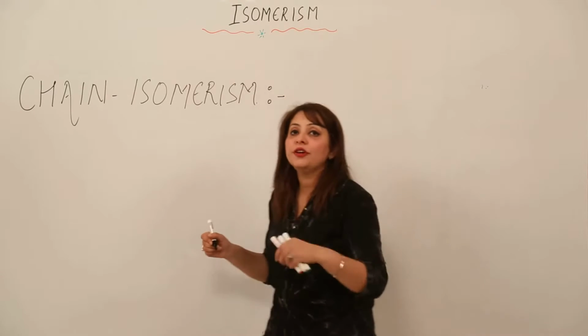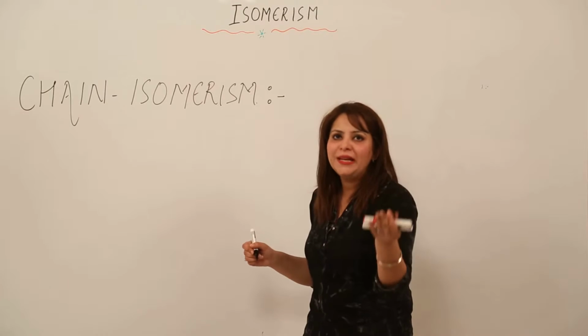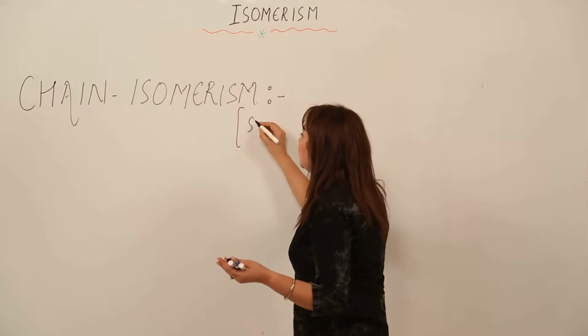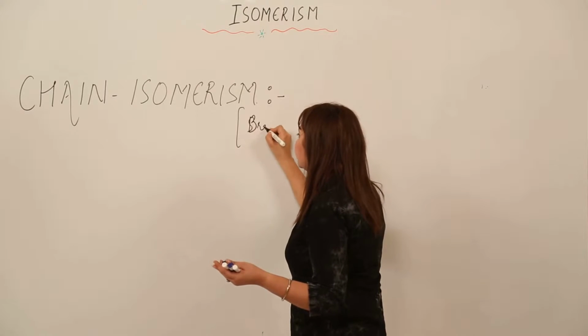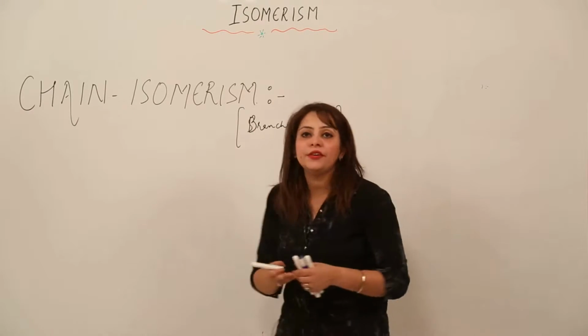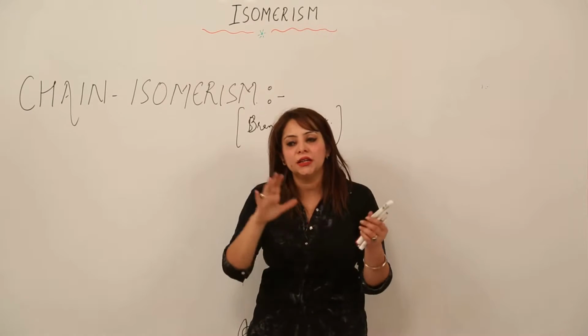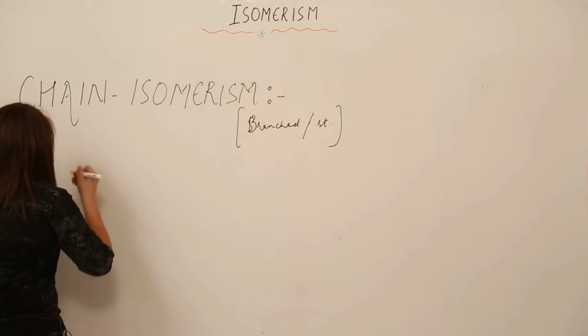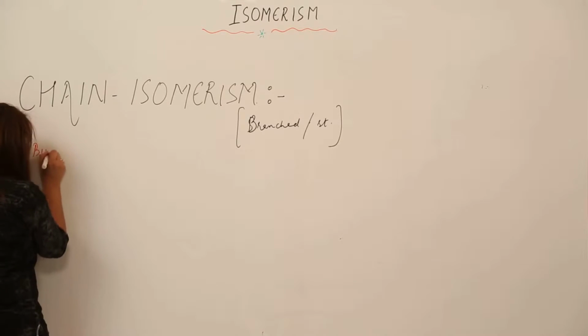Now, we know that we mainly have two kinds of nature of the carbon chain, that is the branched and straight. So they just differ in the nature of the carbon chain present in a molecule, right? So just look at an example. For example, I have butane.